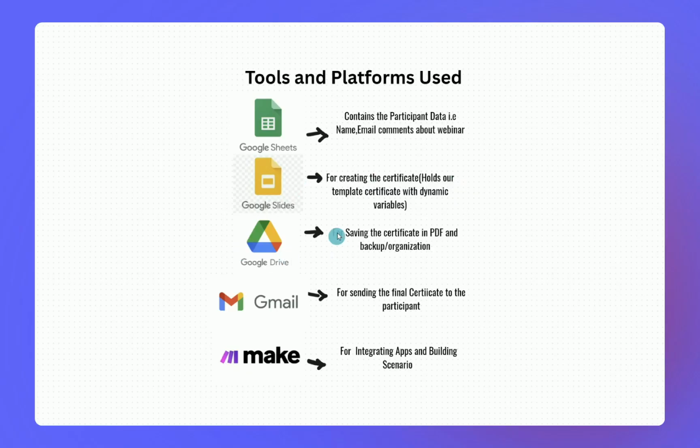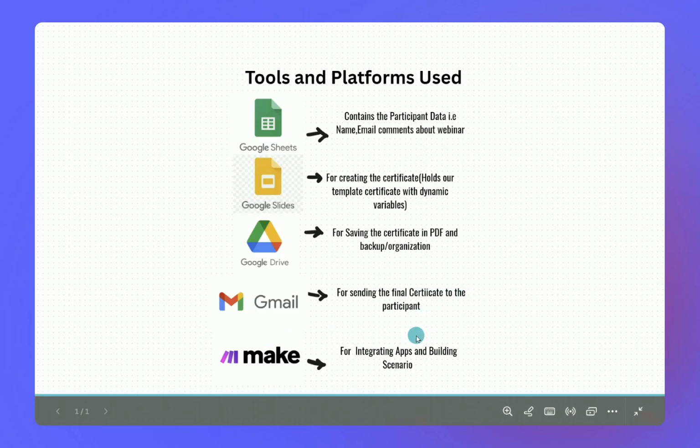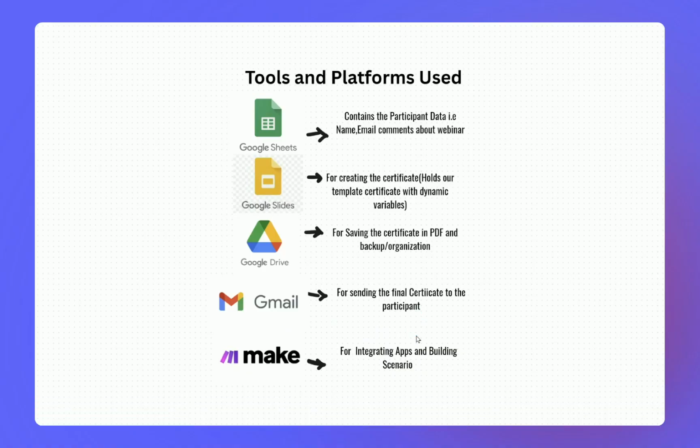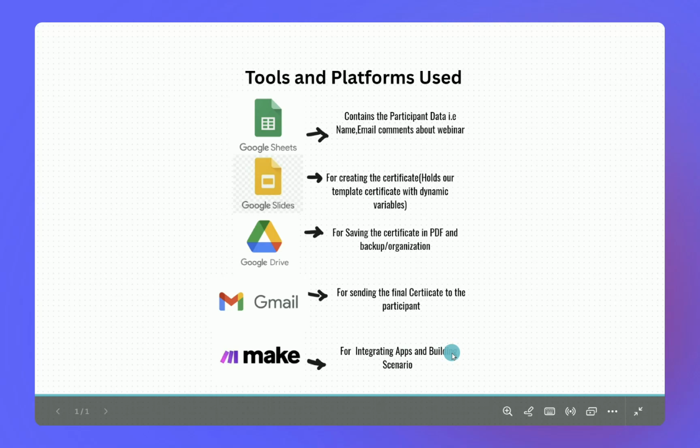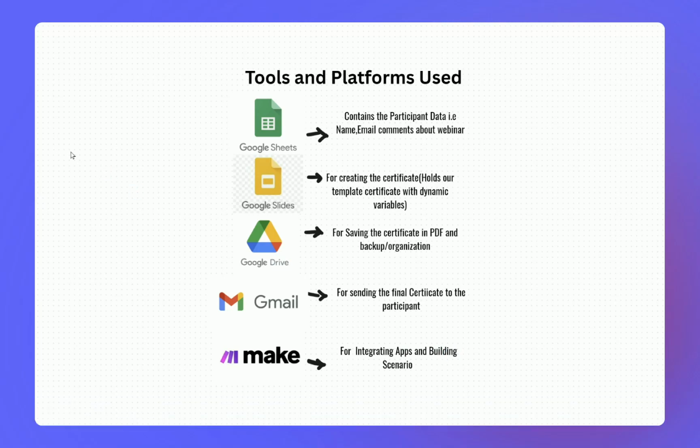Third is Google Drive. It is used for storing and saving the certificate in PDF form for backup and organization so that you can review all the certificates later. Fourth, we are using the Gmail module so that we can send the final certificate to the participant. And then we are using make.com, a no-code automation tool that is used for handling the logic, connecting the services and integrating the apps. Now let's get started and I'll show you how you can build it in Make.